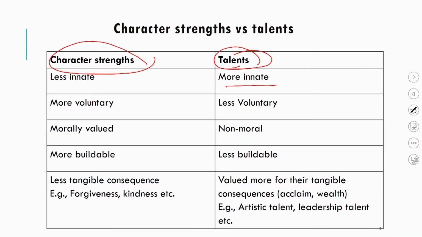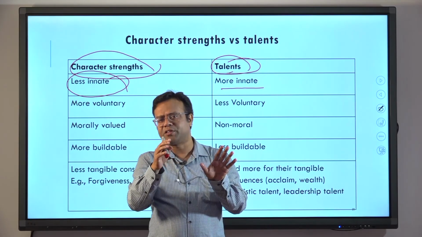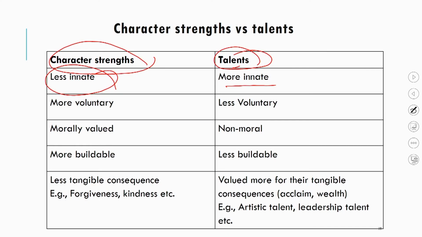Character strengths are less innate. More we develop them as we grow in our life. So they are less innate. There may be some innate aspect to it, but it is less innate as compared to talents. When you talk about character strength, these are like more voluntary. You learn them, you exercise them, and so on. Talents are less voluntary. You have certain talents, or you don't have it. You don't have much control over them.